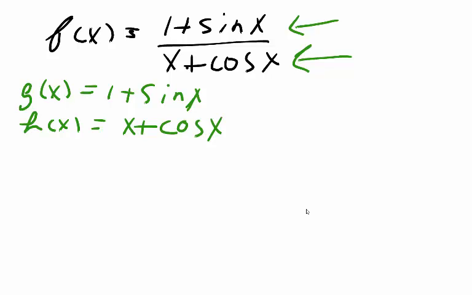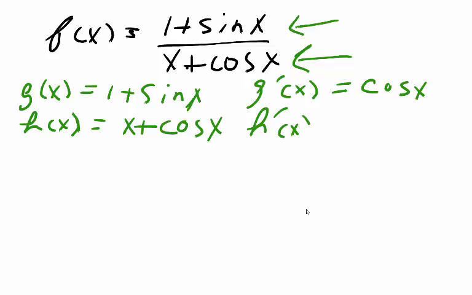This means the derivative of g of x, 1 plus sine of x, getting ahead of myself here, is equal to cosine of x. And the derivative of h of x, we'll call h prime of x, that's equal to 1 plus sine of x. Our original function is set up as a ratio, and so we'll be using our quotient rule.